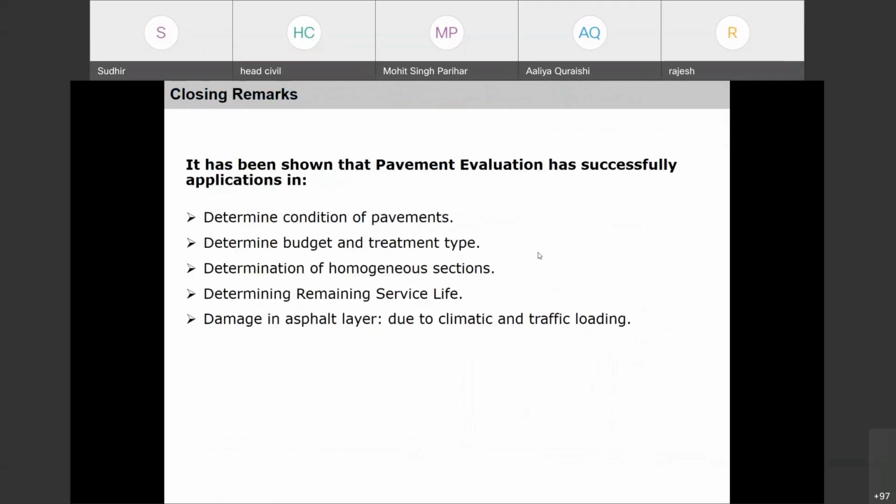So let me now start closing our discussion. To close, from our discussion we can understand that we have shown that pavement evaluation has several successful applications. Some of the applications could be to determine what is the condition of the pavement, right? In terms of its surface distresses.